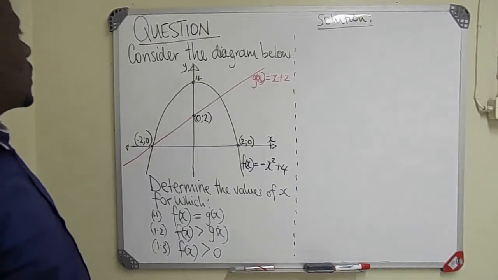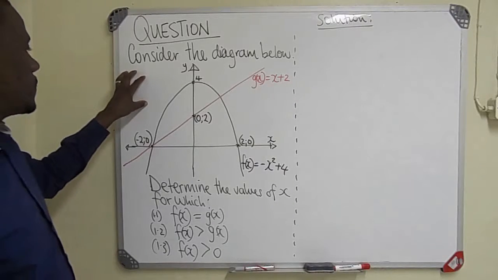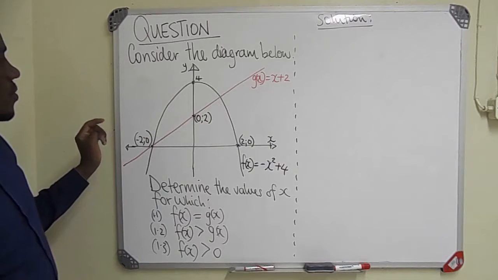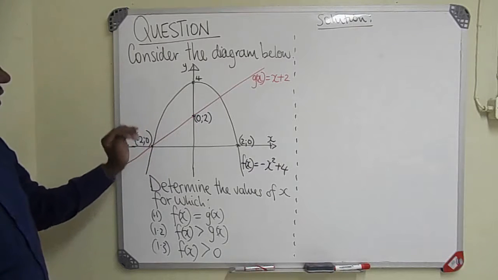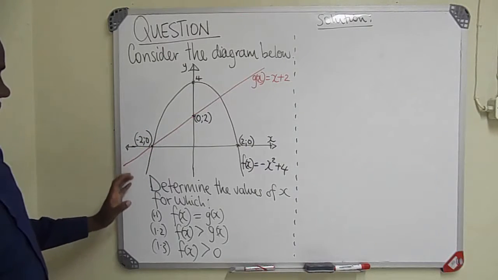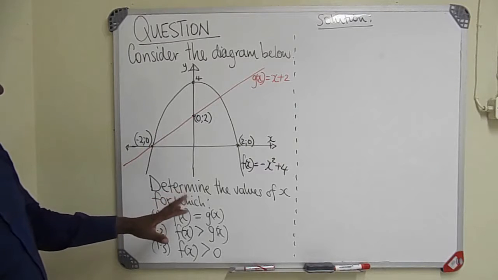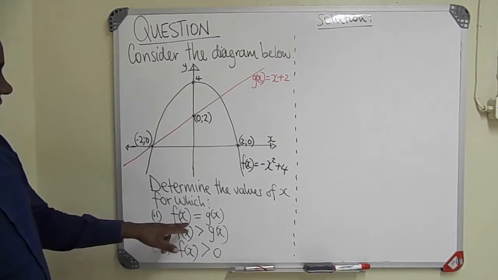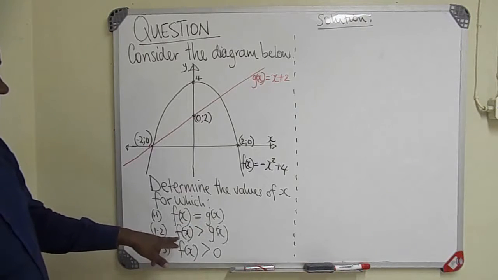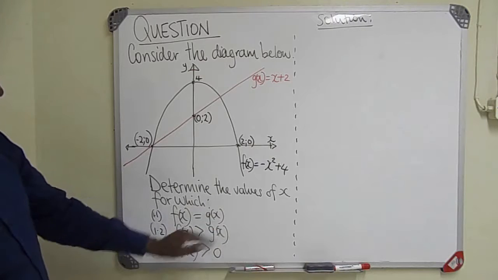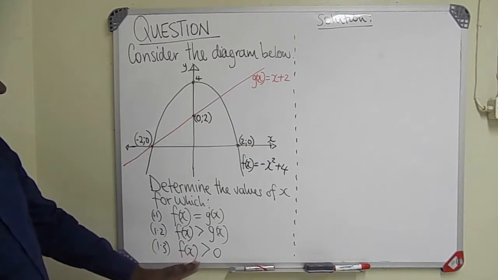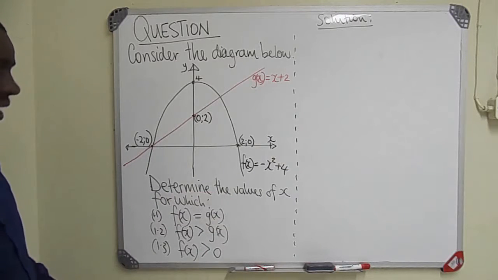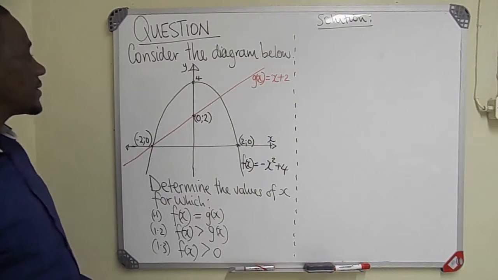The question here is on the topic of functions. Consider the diagram below. It's a diagram of g of x and f of x. The question here is about determining the values of x for which, number one, f of x is equal to g of x, f of x is greater than g of x, and then f of x is greater than 0. So here we are determining the values of x.